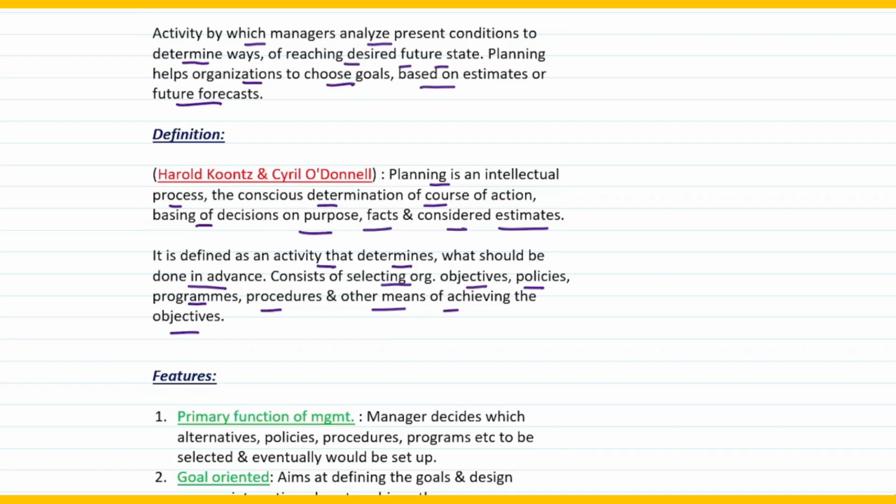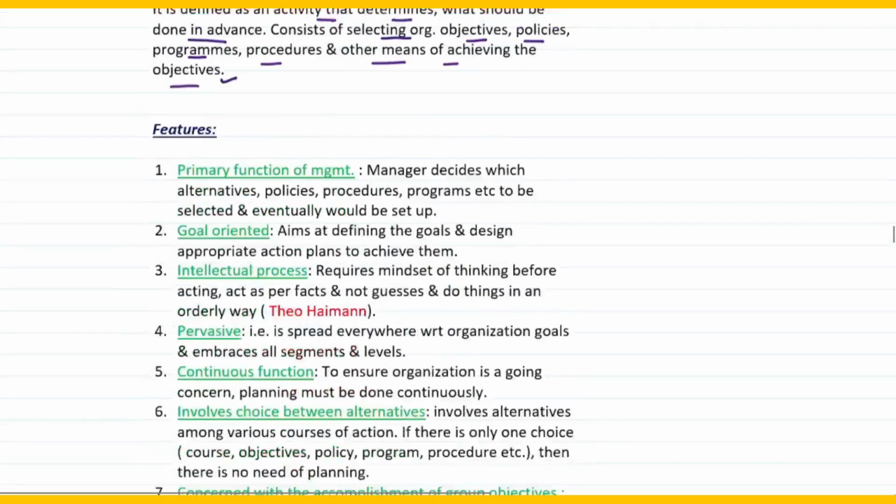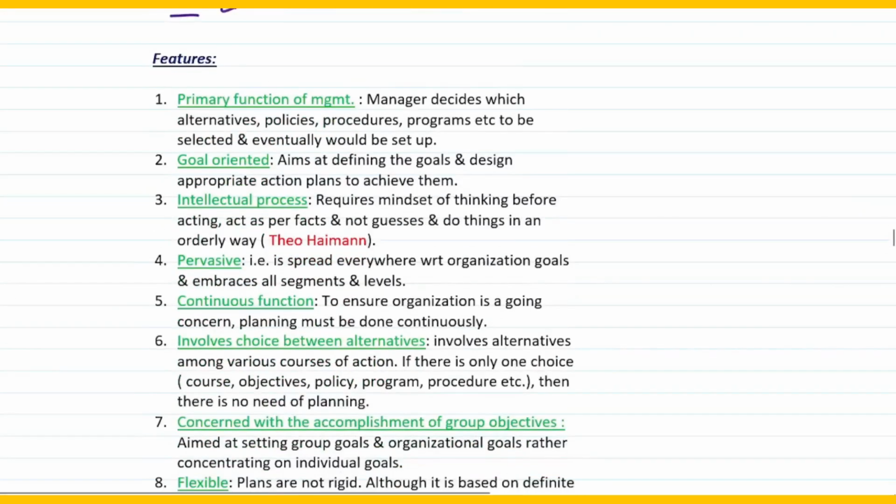So what are the key components as far as planning is concerned? It basically consists of selecting the organization objective. So you should know what the organization objective is, the various policies, programs, procedures, and the other means of achieving the objective. So what are the steps that need to be taken in order to achieve your goal? That's what planning is all about. Fine. Okay, let's move on to the features of planning.